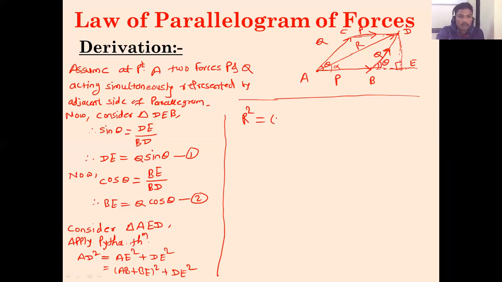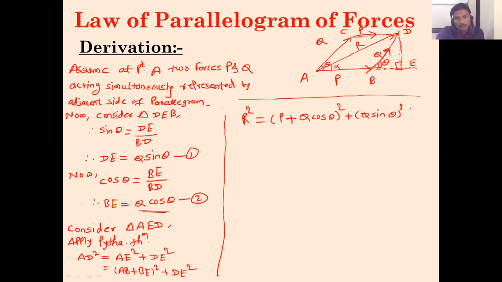What does the AB side represent? AB is representing P. What does BE represent, the value we calculated? Q cos theta. So (P plus Q cos theta) square plus DE square. What is the value of DE? Q sin theta.